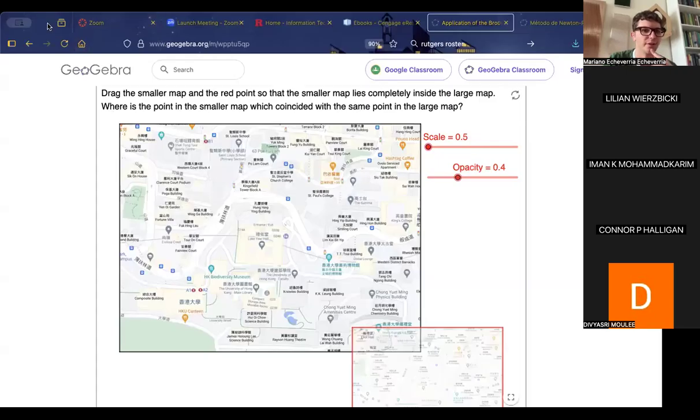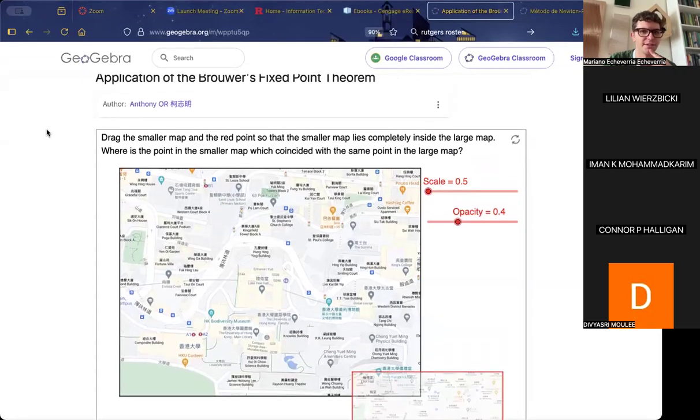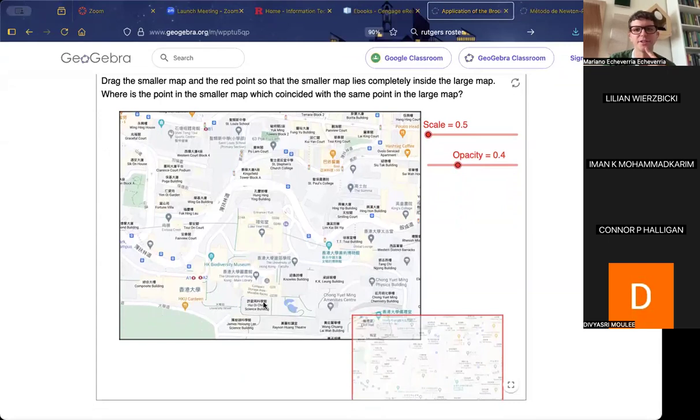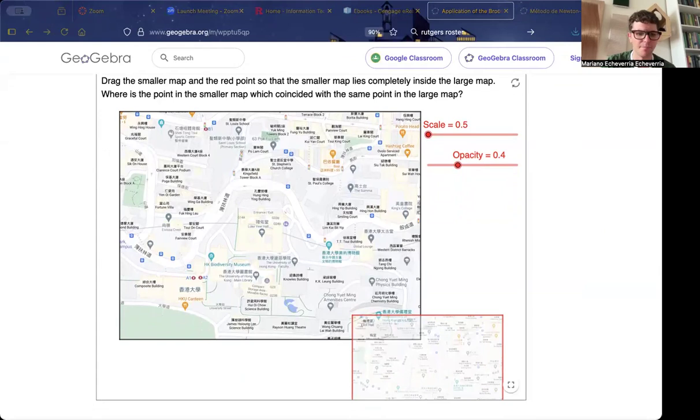So before I forget, because I was going to mention, there's a nice application of the fixed point theorem that I didn't say yesterday, but it's still an interesting one to see because it can be a bit counterintuitive. So maybe I can show you that first. Let's see. So here's the application.